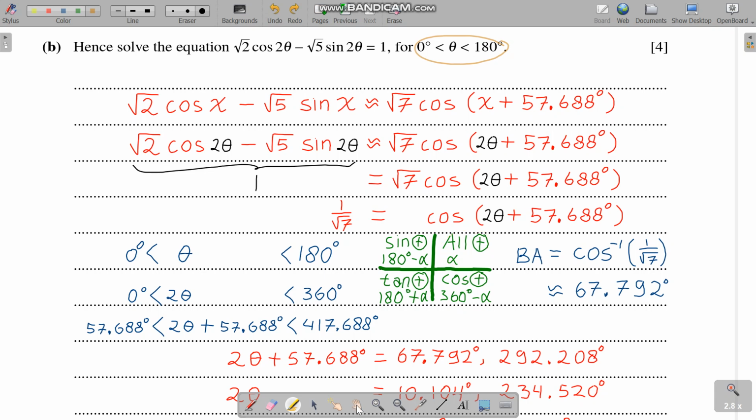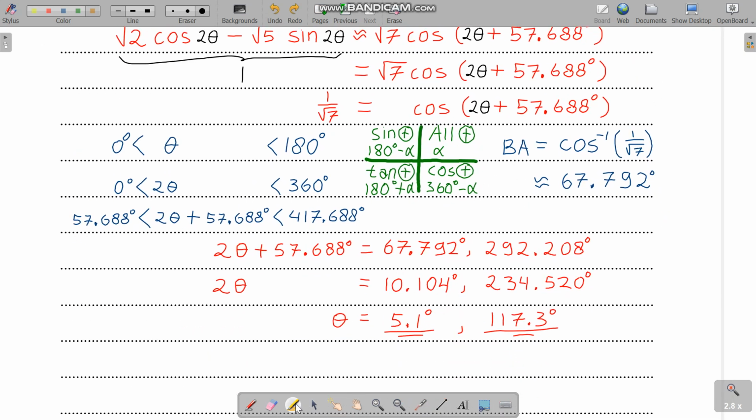The first quadrant is just the base angle, and the fourth quadrant is 360 minus base angle. And we still have to solve for theta, so we subtract 57.688 from both sides, and then we divide both sides by 2. We get theta in 1 decimal place, angle in degrees. We get 2 solutions. Alright, I'll see you.